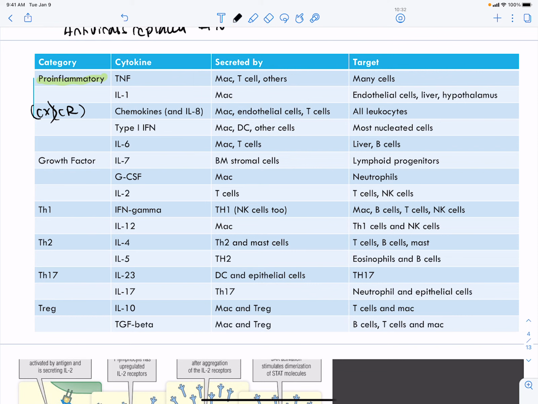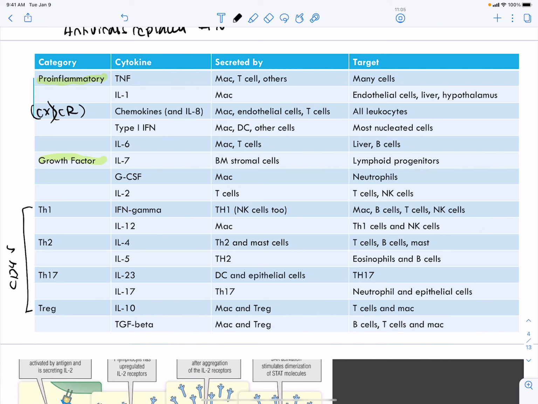We have our growth factors. So our growth factors are IL-7, which is going to be important for our progenitor cells and our naive T cells. We have granulocyte colony stimulating factor for our neutrophils. Remember that macrophages are made at a steady state. Neutrophils are going to be increased when there is an infection, not the macrophages. IL-2 is a growth factor for T cells, a very important growth factor we'll talk a little bit more about in a minute.